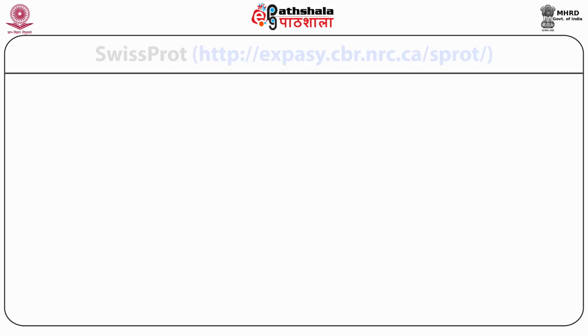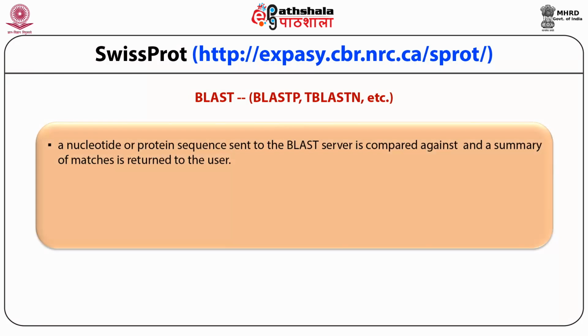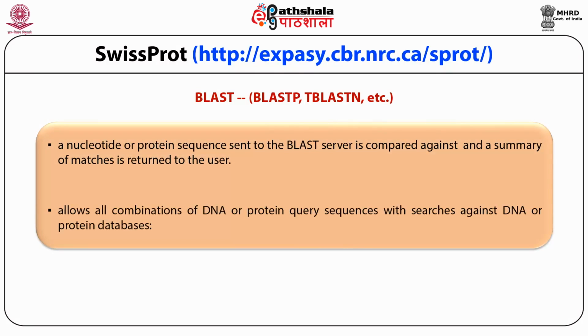We discuss BLAST. BLAST is the Basic Local Alignment Search Tool, and there are mainly two different types of BLAST. BLASTP is BLAST of protein sequences, and BLASTN is BLAST of nucleotide sequences. Nucleotide or protein sequences are sent to the BLAST server, and they are compared and a summary of the matches is returned to the user. It allows combinations of DNA or protein query sequences to be searched against DNA or protein databases.